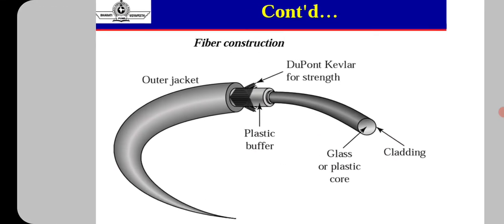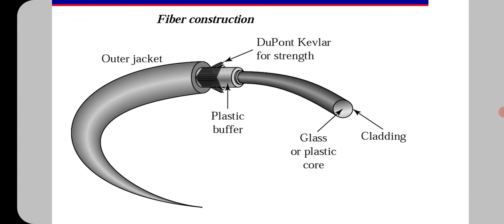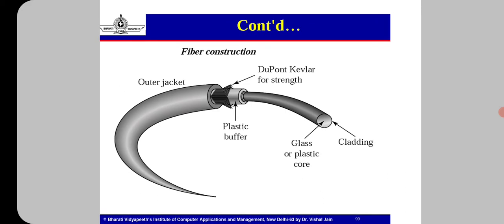So, this is the diagram of construction of an optical cable or optical network. Here we are using an outer jacket, a thick material, to cover up the inner materials, and the second one is some plastic buffers and glass or plastic core and cladding materials like that.